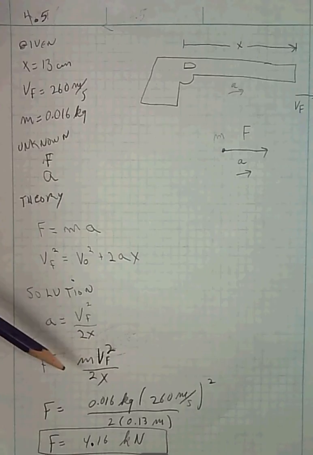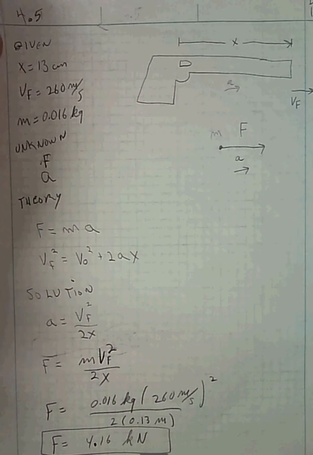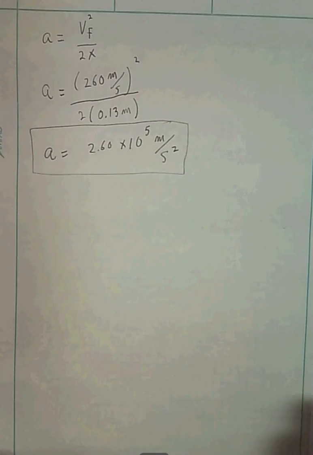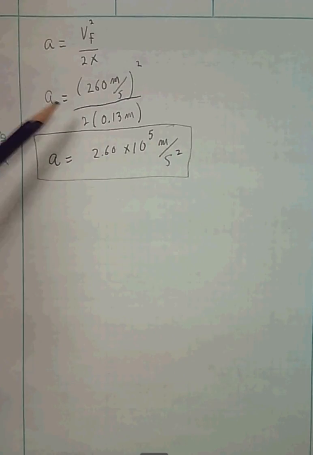So once you've substituted for the acceleration up here, then you get this expression. And then when you put in your numbers, you get the force is 14.16 kilonewtons. Now go back to, here's how you'd find the acceleration, which most students would do in a problem assignment. They would just plug in the values for a here and solve, and you get 2.60 times 10 to the 5th meters per second squared.